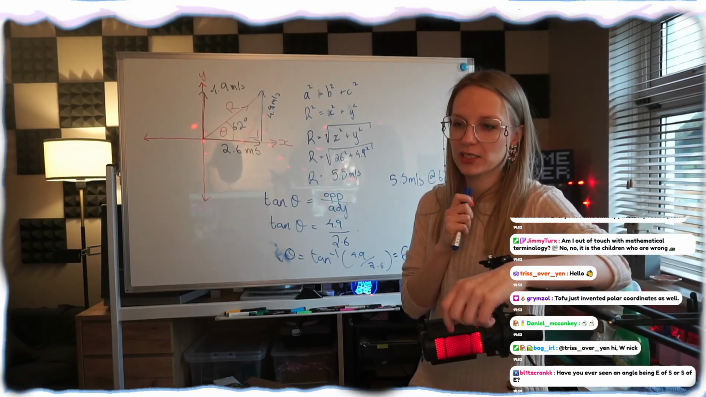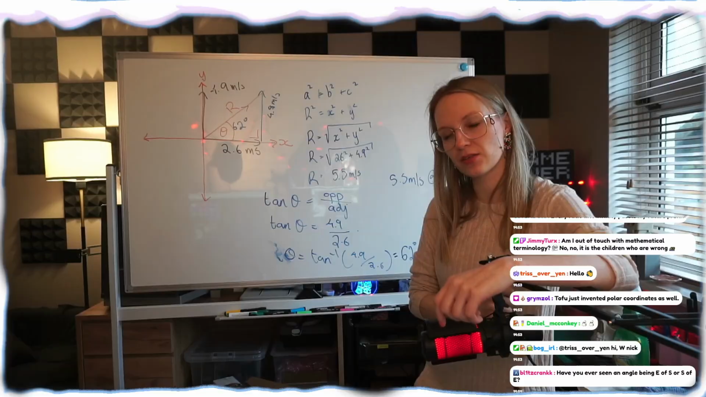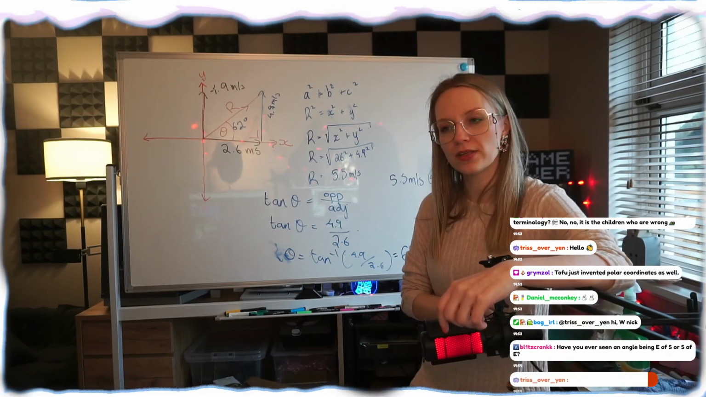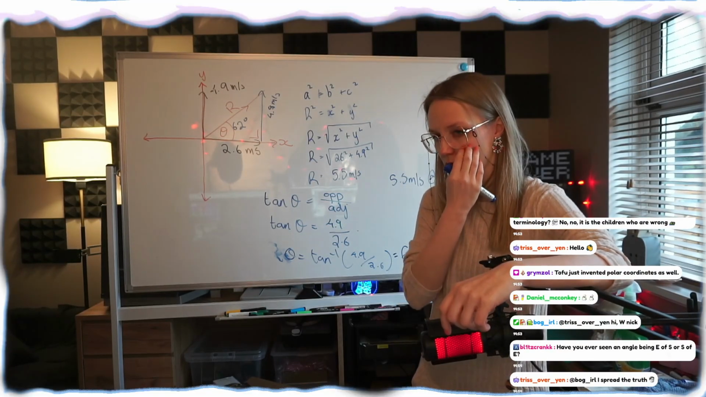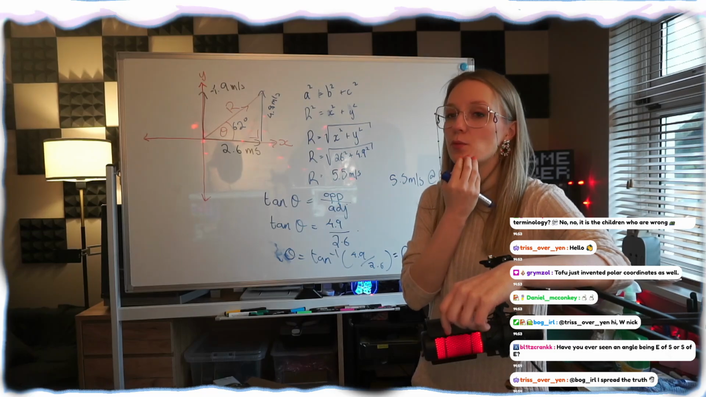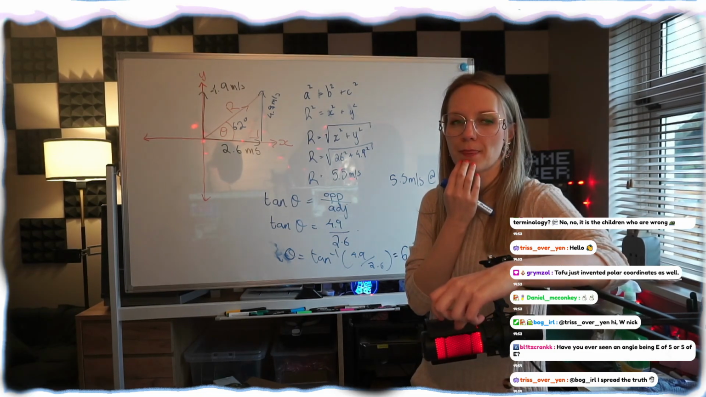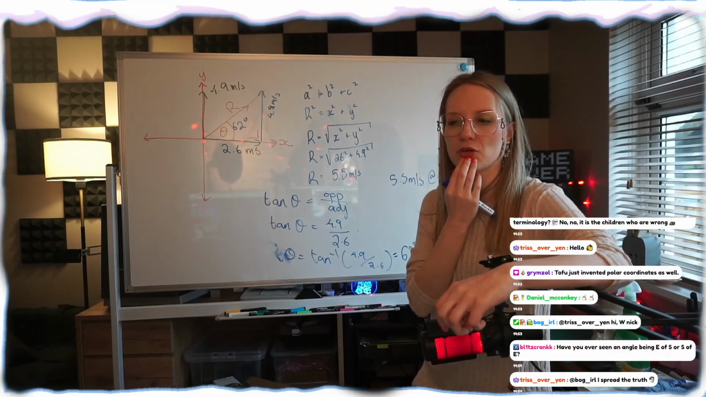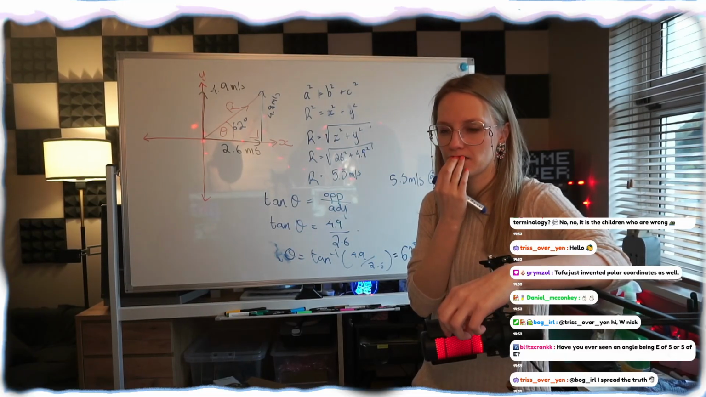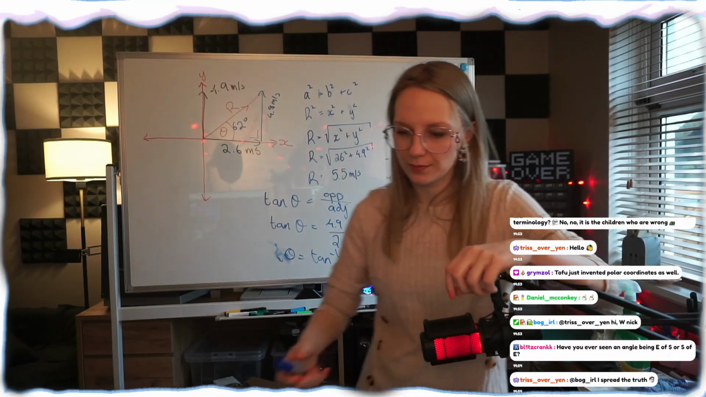Have you ever seen an angle being E of S or S of E? South as in, yes. It's a bit weird because you need to know, are you working with the unit circle? Yeah, it's hard to know those angles. Those are weird always.